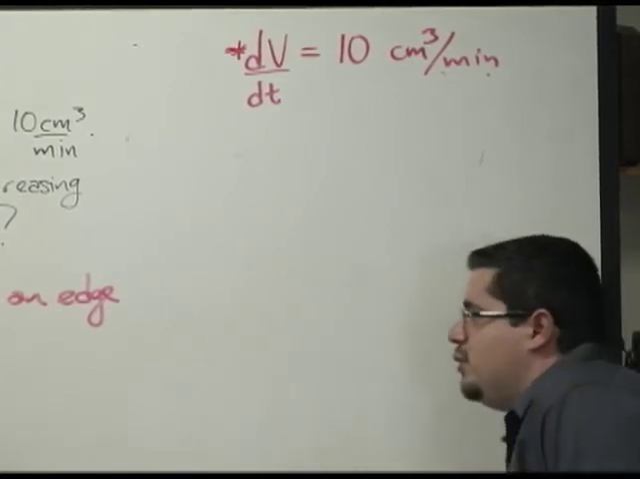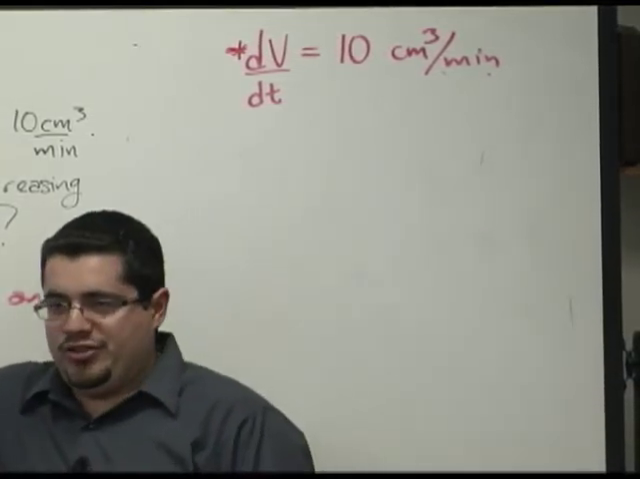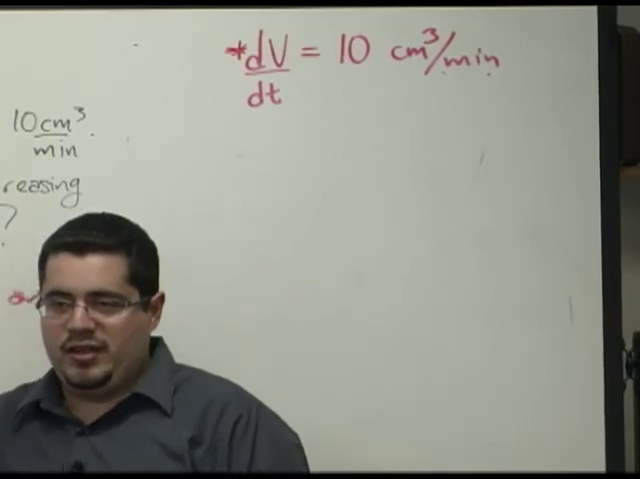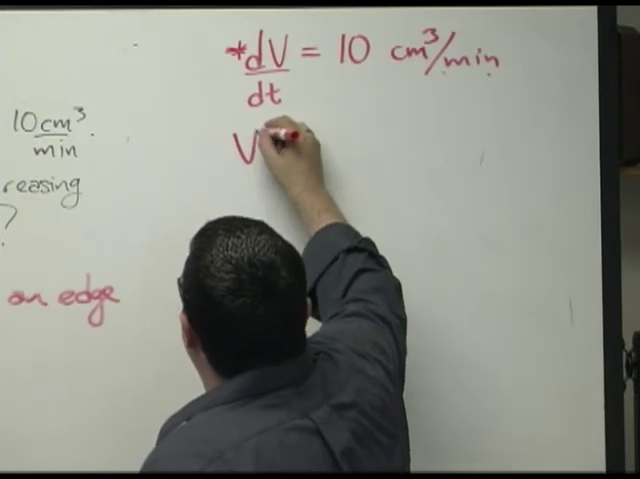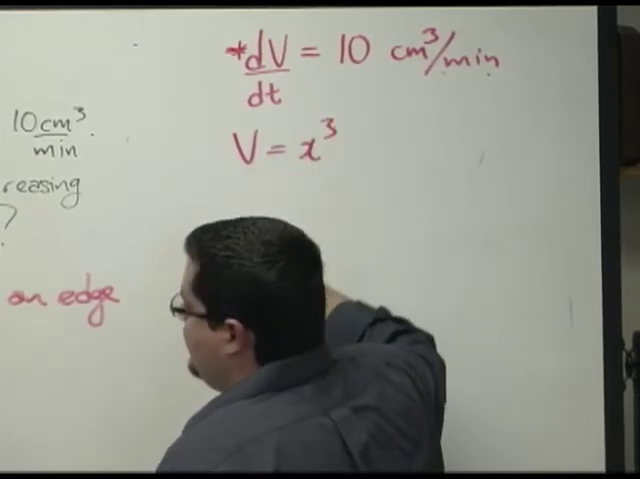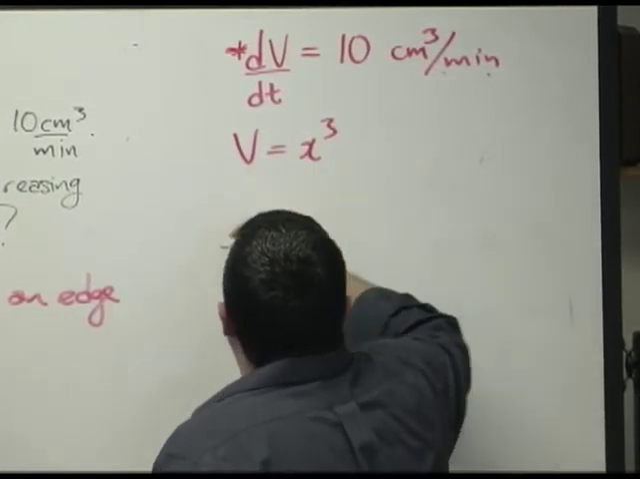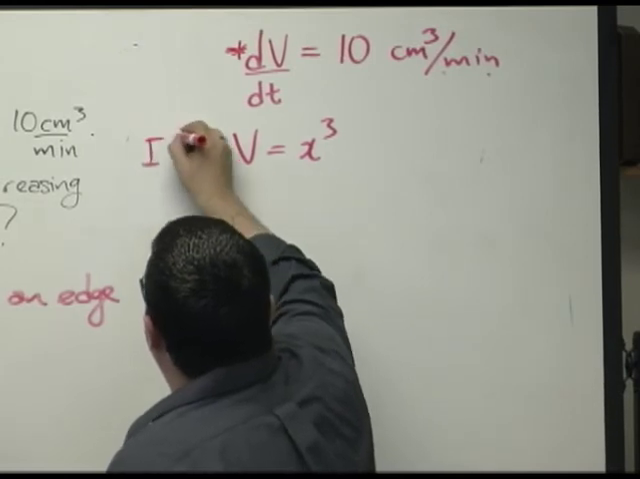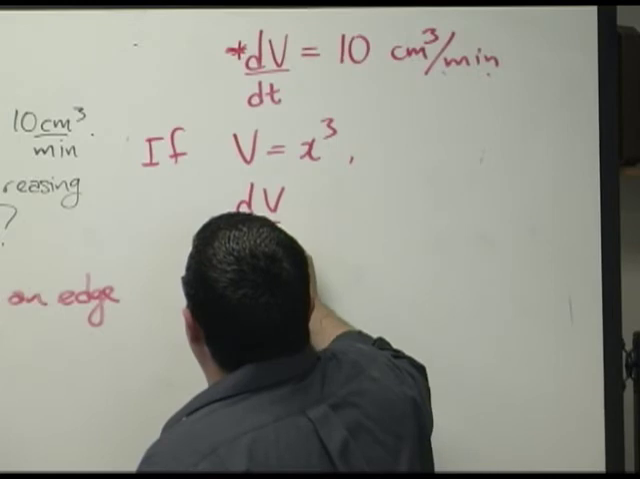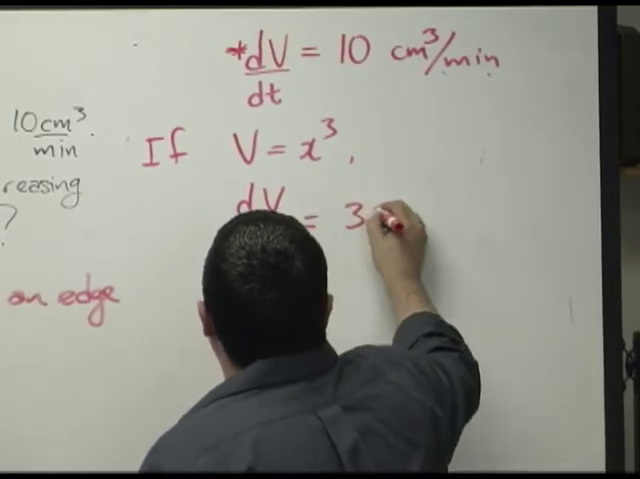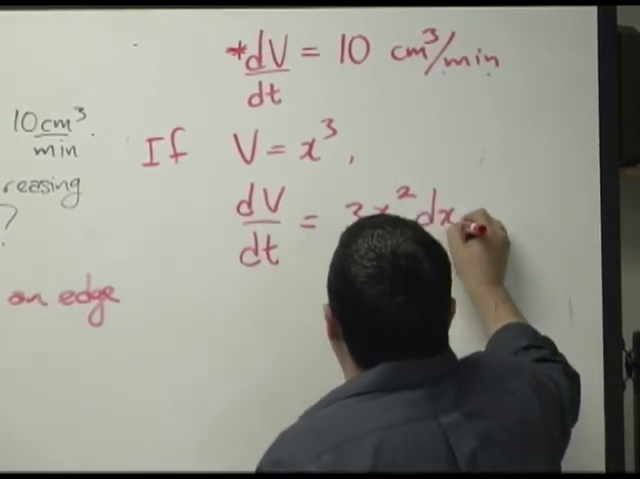So that means we also need to look at the derivative of the volume and how the volume is changing over time. In this case, since V is equal to x cubed, that means that dV/dt must be equal to 3x squared dx/dt.